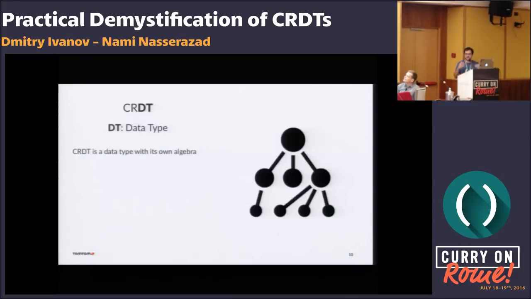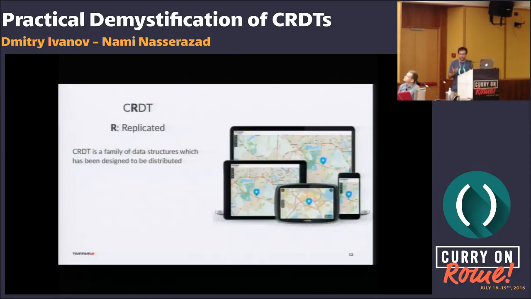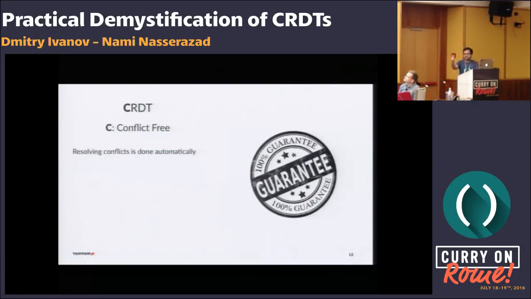As I said, CRDT is a data structure, a data type. It has its own algebra, and it's meant to be distributed. So each CRDT instance can have a lot of replicas all over the place, and all of those can be out of sync at some time, and even in conflicting states. But CRDT knows how to solve the conflicts, and they all will converge to a correct state.